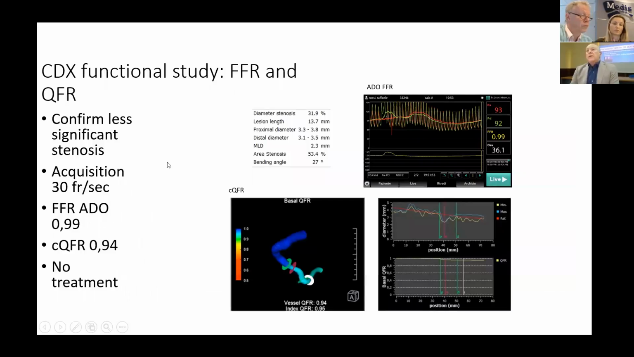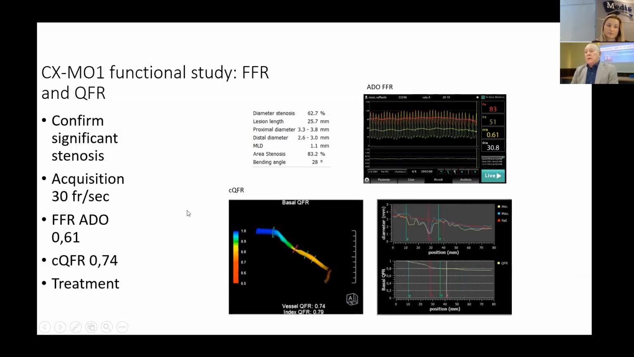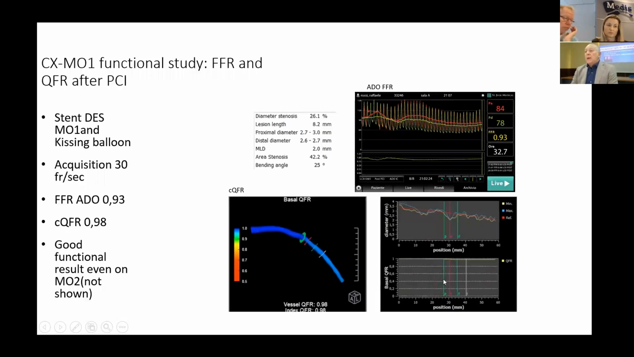This is a functional study of the right coronary artery. You see here the FFR with adenosine was negative and the QFR was negative too. So we didn't treat this lesion. This is the marginal branch. The FFR was positive and the QFR was positive. So it was the same result as in the acute phase. This is the virtual pullback curve here.